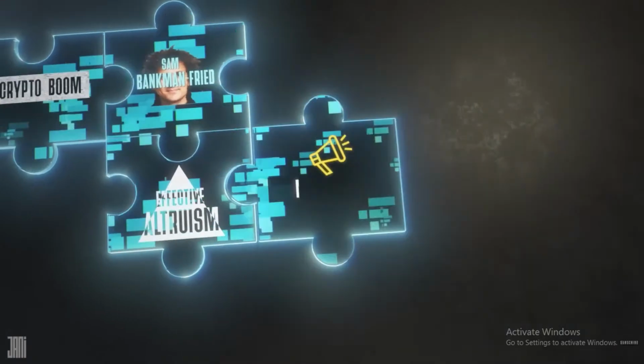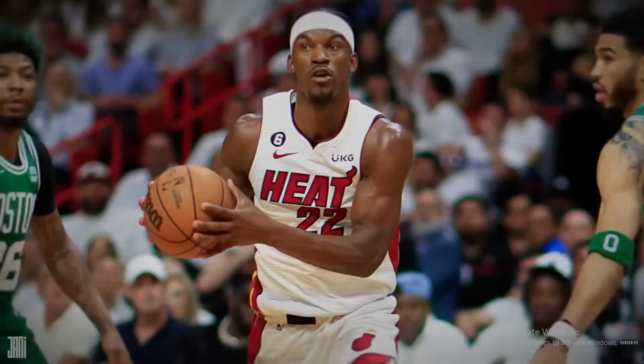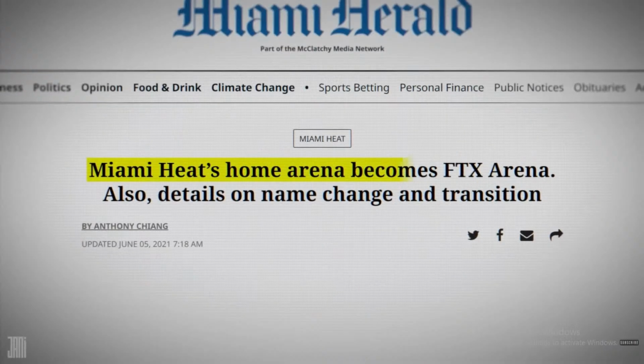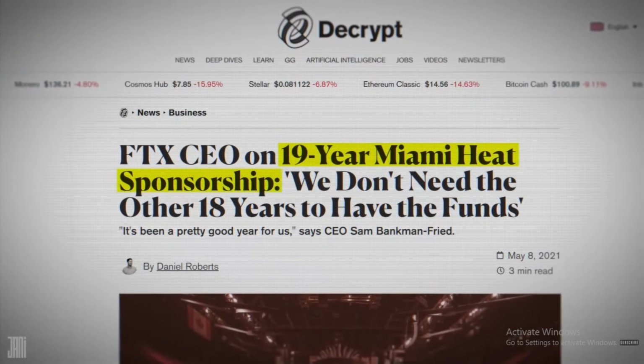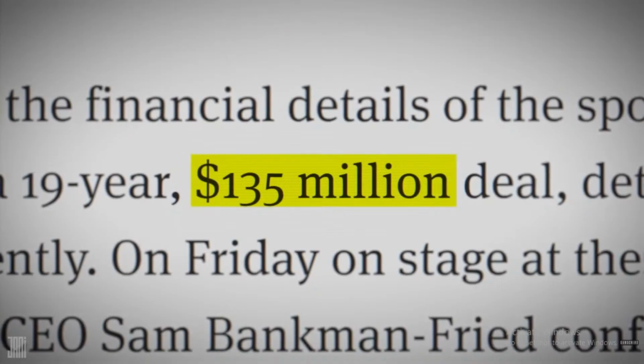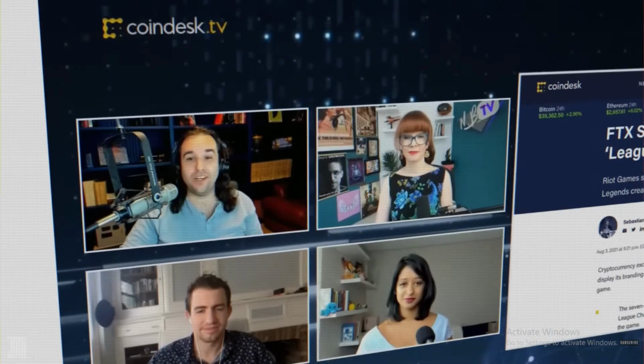To reach these people, FTX had to do one thing: get in front of the things that they cared about. The Miami Heat Arena, famous for hosting the Miami Heat NBA team, in March of 2021, became the FTX Arena after signing a 19-year deal for $135 million with FTX. Throughout this year, they've been spending big bucks to get mainstream name recognition.